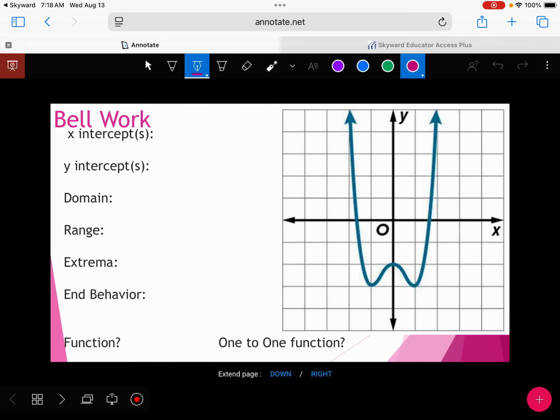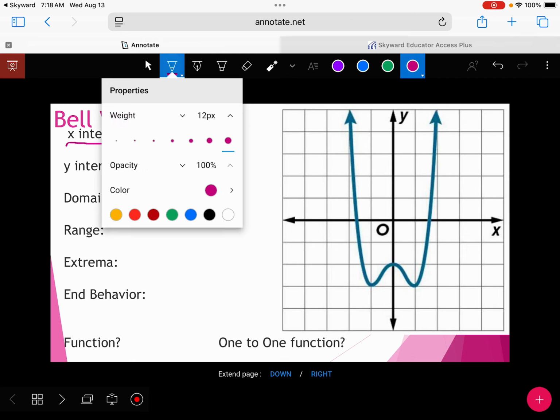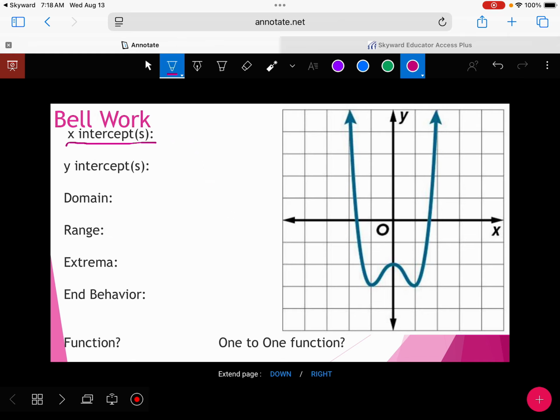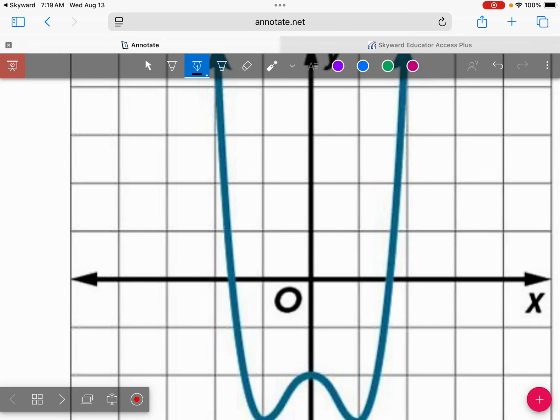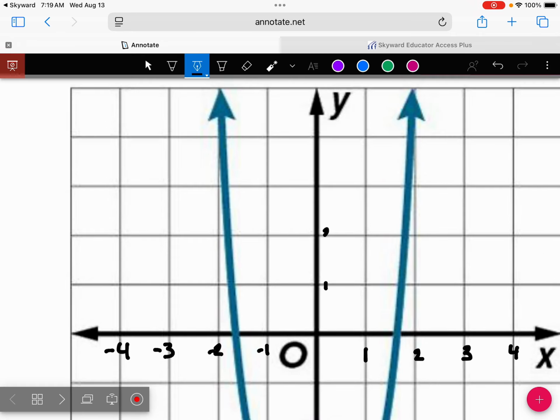Top one on the list up here. Where do we have x-intercepts for this graph? Just to make sure we're clear, I'm going to count this as 1, 2, 3, 4. So that's -1, -2, -3, -4. Just labeling things so that we're clear. We're counting by the same stuff. I'm just counting by ones.